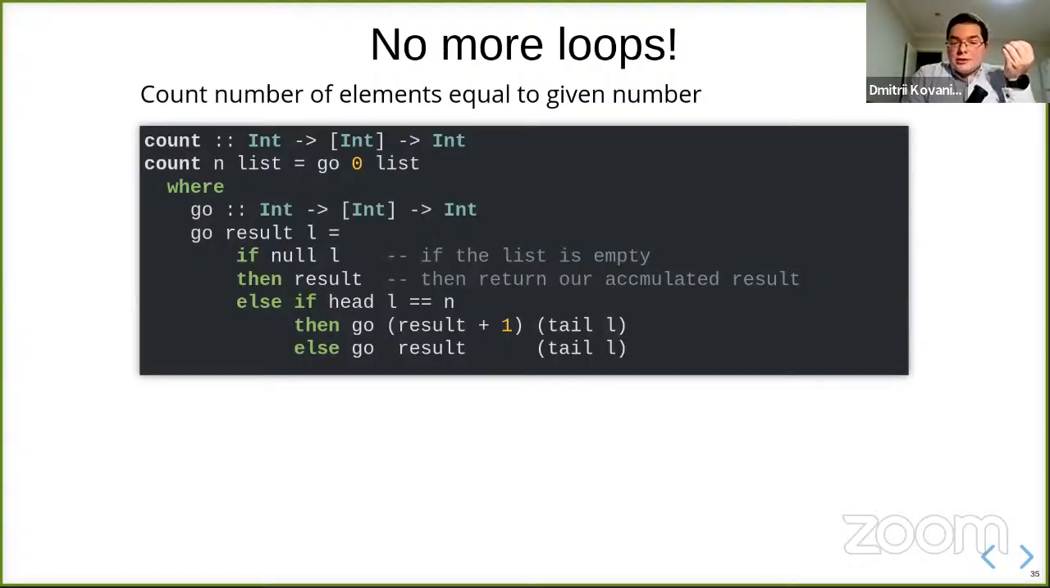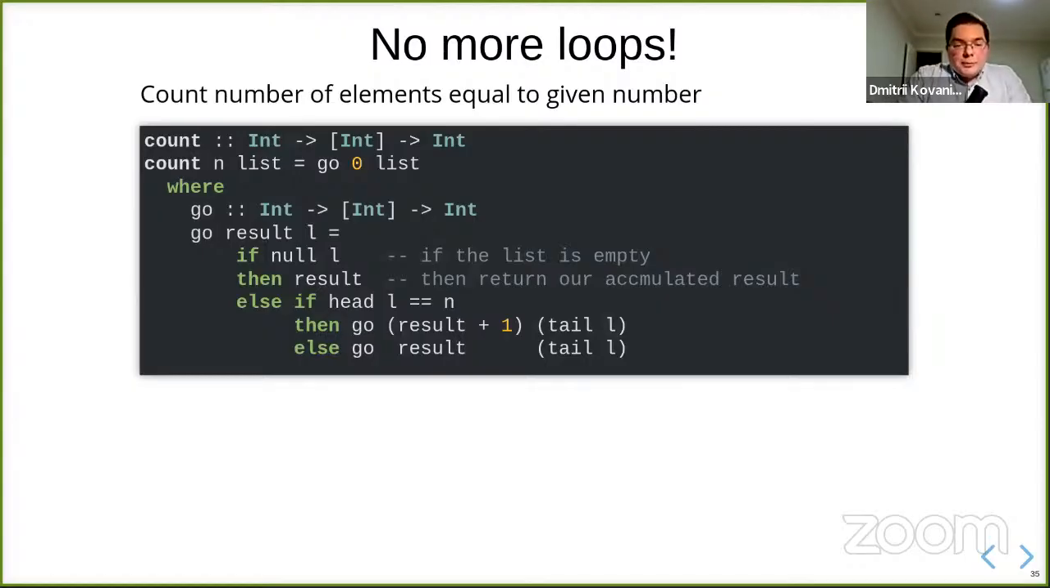Otherwise, if the list is not empty, we compare the head of the list with our element n. Head is a function here, because we used null before. And you see that I haven't passed the value n to this function go, but go can see n because it's in scope. So go is like a local function, and it can see all the arguments you pass to the count function. This is useful when you pass a lot of arguments to the main function, but you need to use only several of them in a local function.